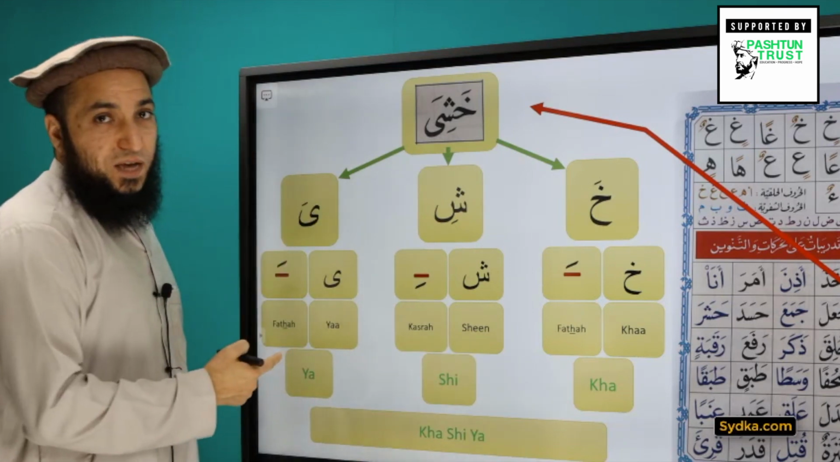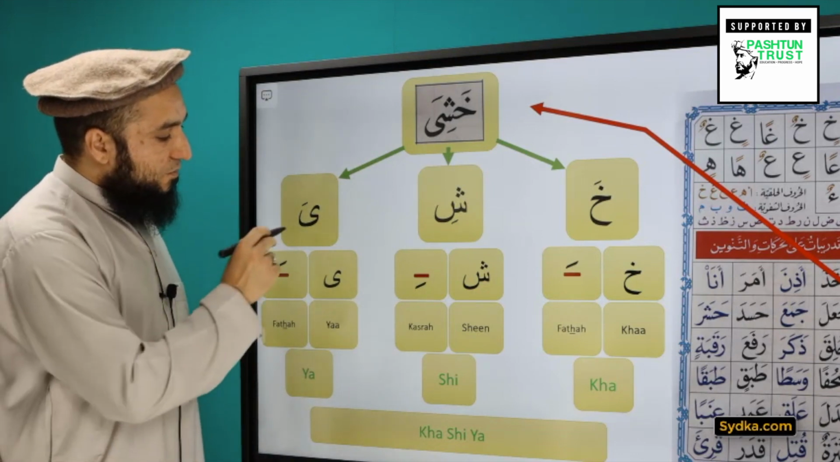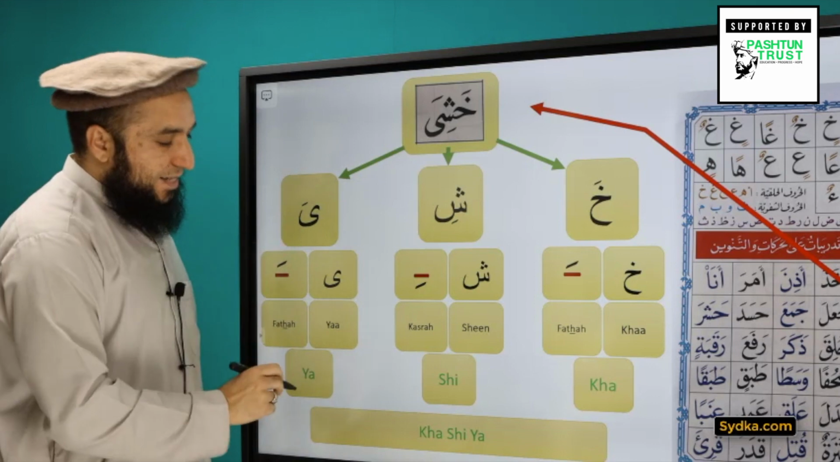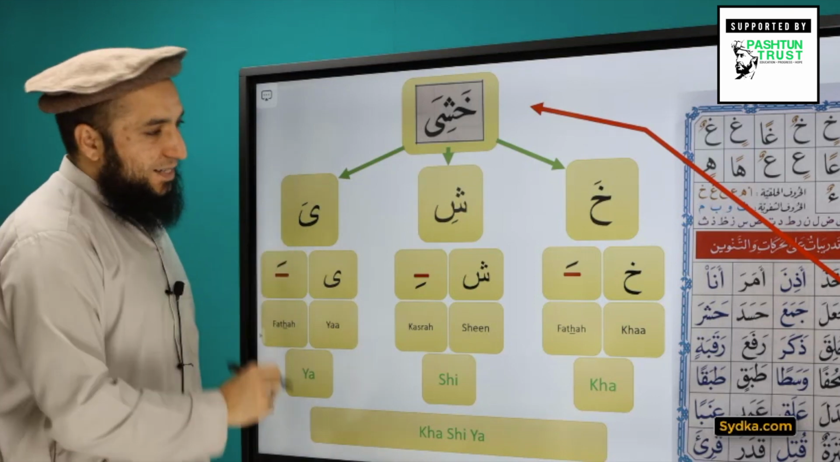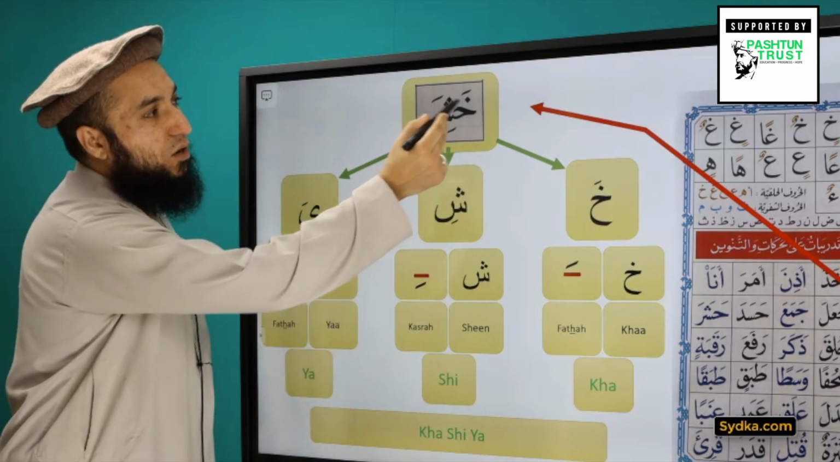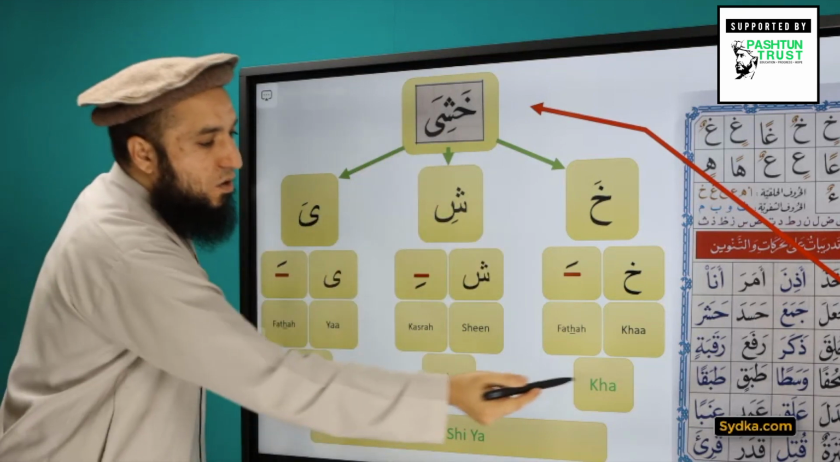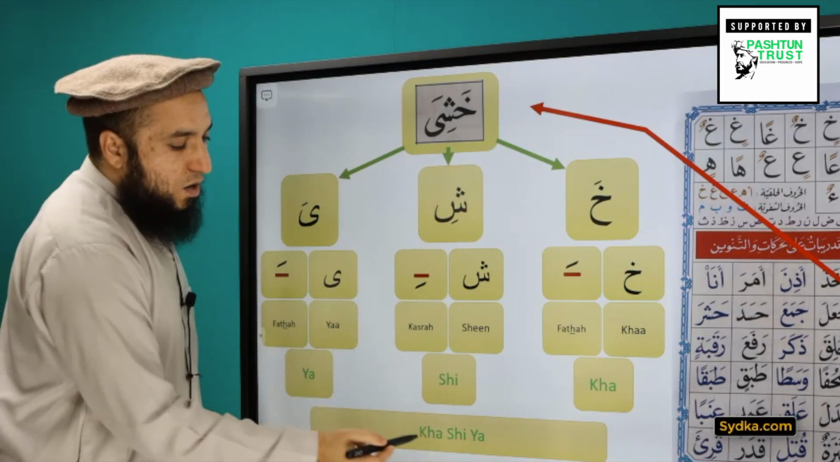The third syllable we have is ya fatha ya. So ya is not silent, and we have fatha. Ya fatha ya. And now combining these 3 syllables, we have khashiya, khashiya, khashiya.